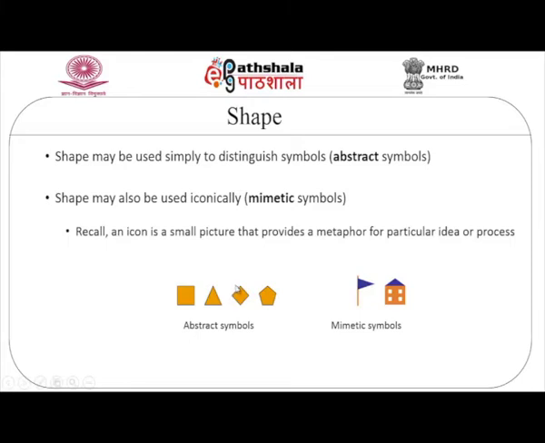Next one is the shape. The shape may be used simply to distinguish between various symbols, say an abstract symbol, or shape may also be used iconically, that is in the case of mimetic symbols. Recall that an icon is a small picture that provides a metaphor for a particular idea or process. So here are examples of abstract symbols as well as iconic symbols.